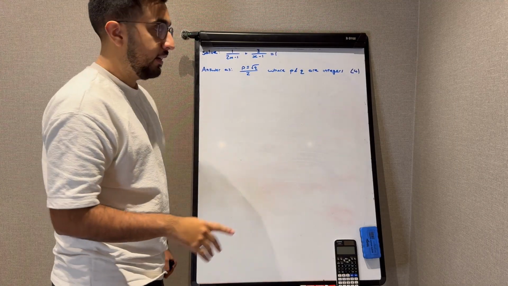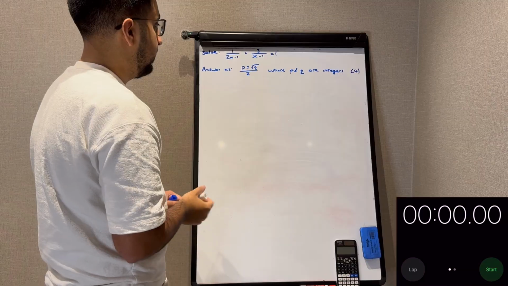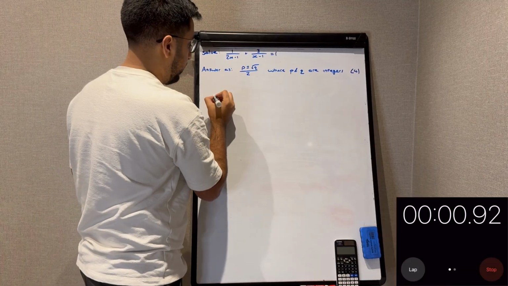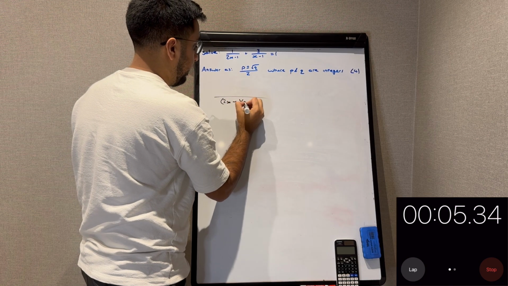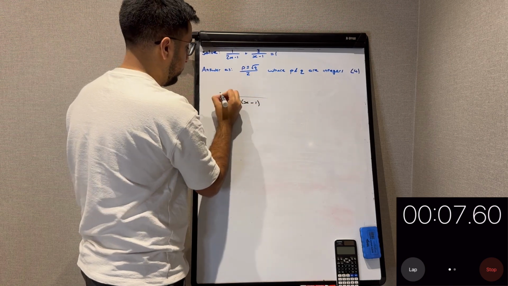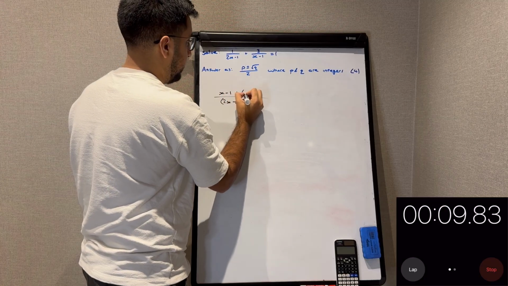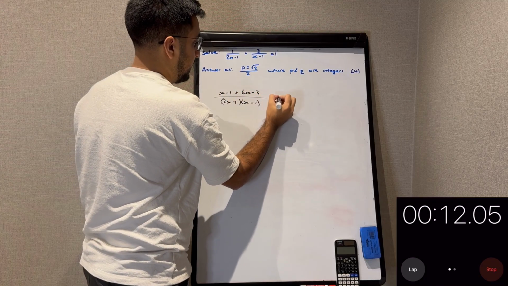So with all of that in mind, let's start the timer in 3, 2, 1. So we're going to find a common denominator between these 2 things, which is 2x minus 1, x minus 1, and cross multiply. So x minus 1 plus 6x minus 3 is equal to 1.